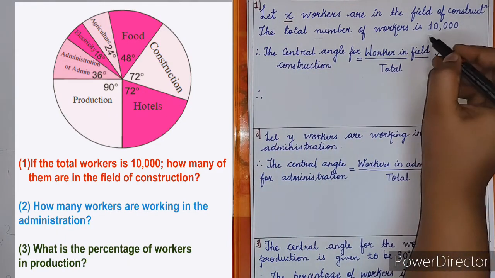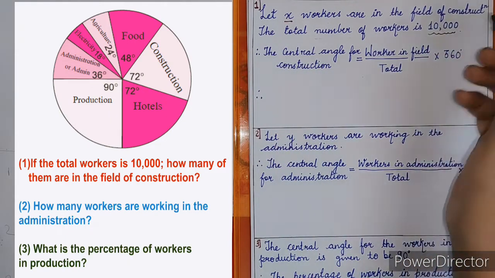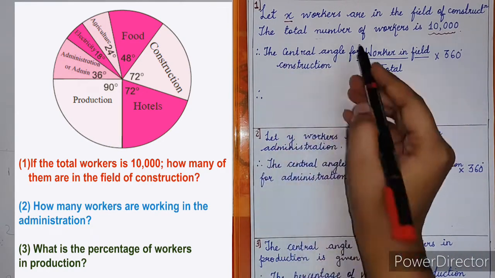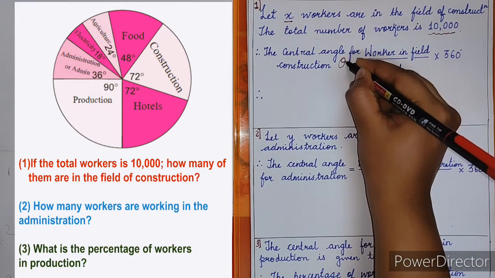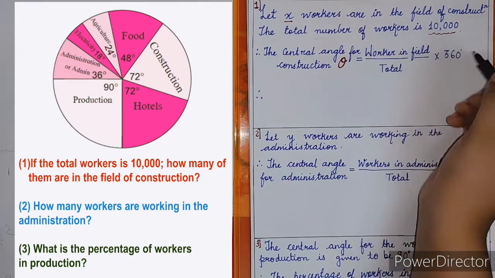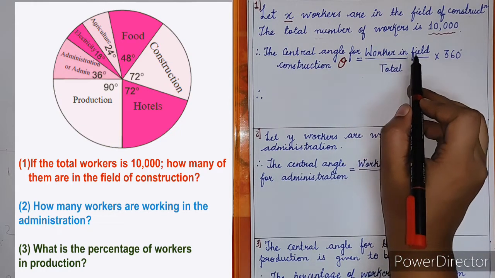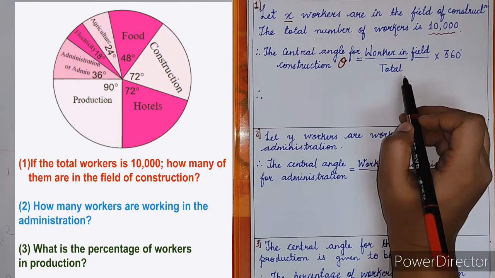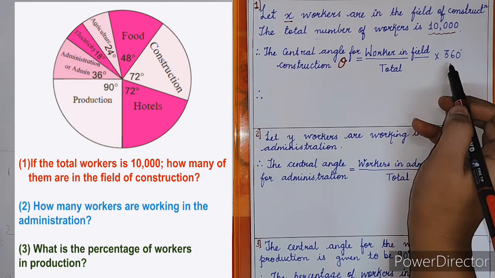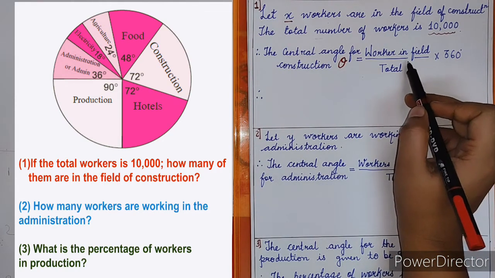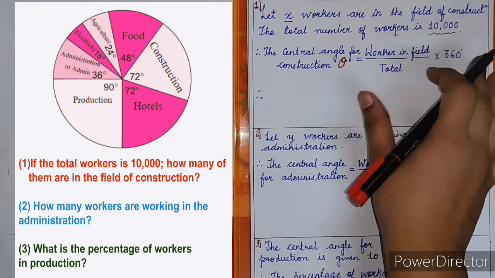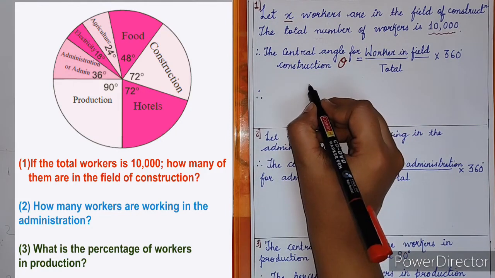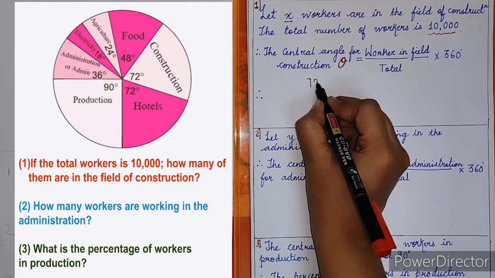The total number of workers is 10,000, which is already given. We are going to use the same formula of central angle. The central angle for construction, theta, is equal to the workers in the field of construction upon the total number of workers, into 360 degrees. We are going to change the components according to the question, but the formula remains the same. So you saw that the central angle for construction, theta, is 72 degrees.